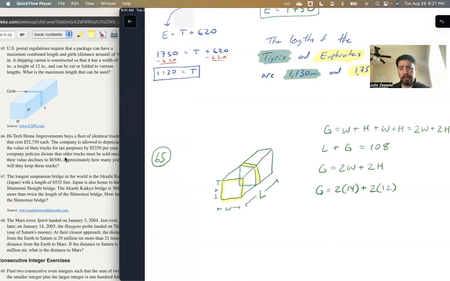Okay, so this one's not too bad actually. We can just simplify this G equation. G equals 28 plus 24. Add these together, 52. And then it just requires substitution. It's not too bad at all, actually. I was hoping for a more challenging problem.